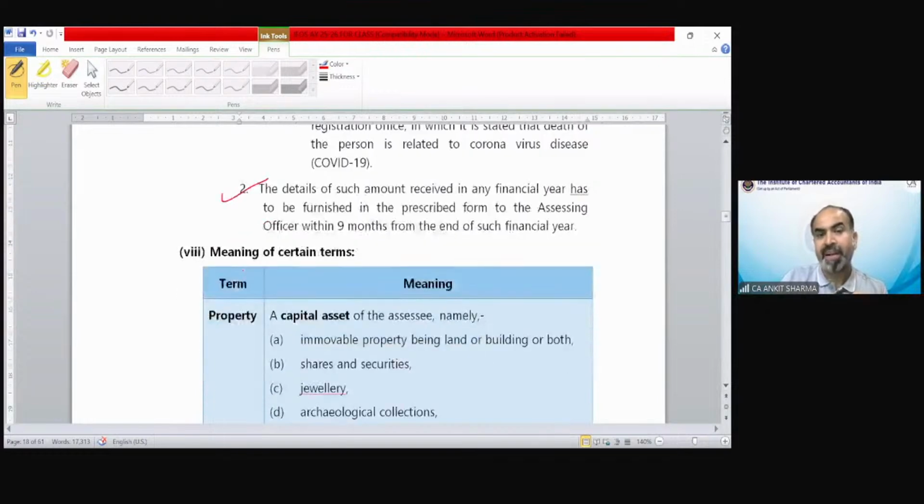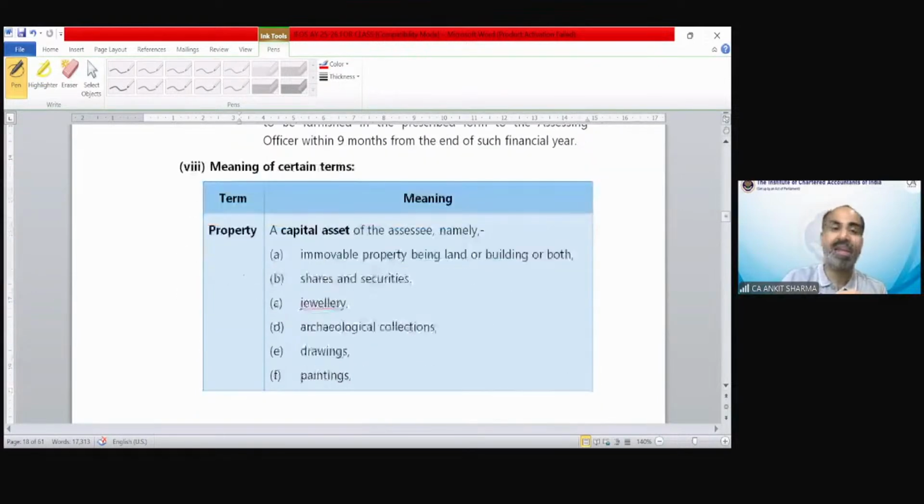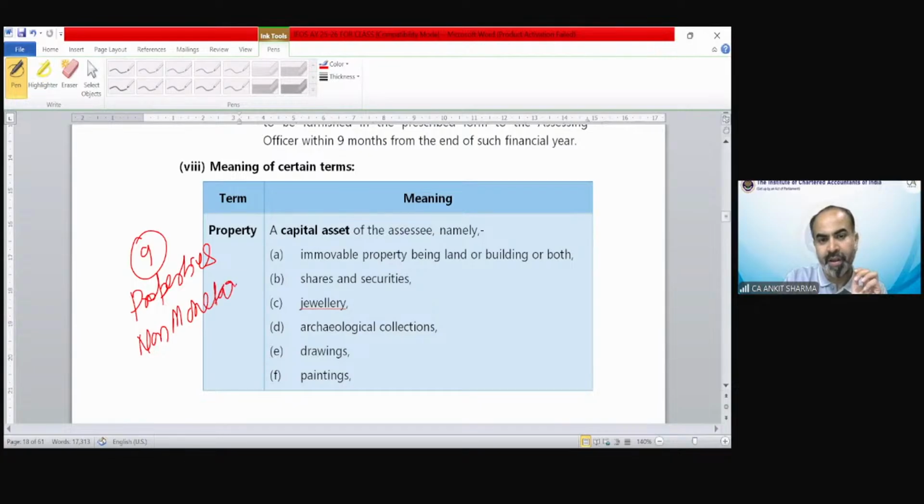Now, meaning of certain terms. What is the meaning of capital asset? So in the gift case, I have told you monetary and 9 non-monetary assets have been included. So these are the list of those 9 properties, or we can say non-monetary assets. So if you solve a question of gift in case of an asset, you have to firstly check whether the asset which has been transferred under a gift falls in this category or not.